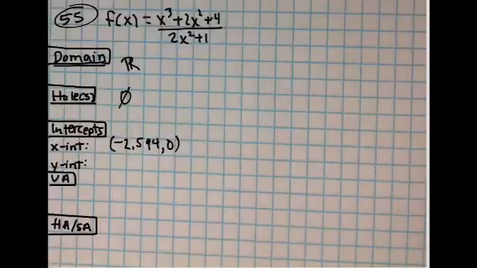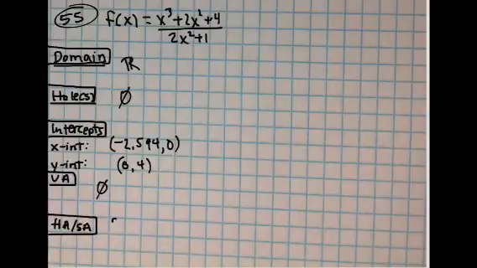The y-intercept, though, you could find by covering up all the x's. You cover up all these, and you're left with 4 over 1. So that's going to be (0, 4). It has no vertical asymptotes because the domain is all reals, and it does have a slant asymptote because it's a top-heavy problem.